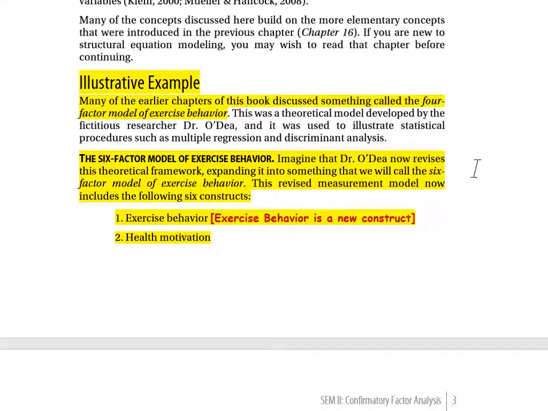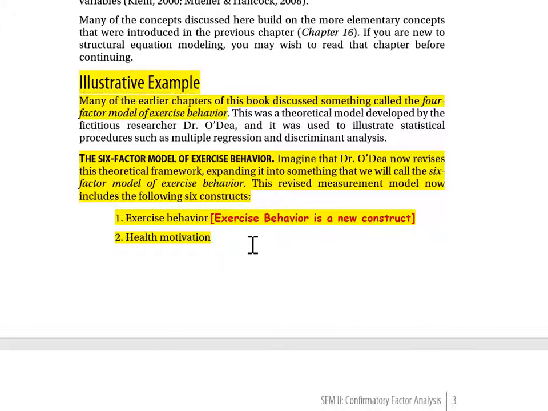Let's imagine that our fictitious Dr. O'Day now revises this theoretical framework, expanding it into something that we'll call the 6-factor model of exercise behavior. The revised measurement model now includes the following 6 constructs. Not 4 constructs, but now we're up to 6. First of all, it's going to include a factor called exercise behavior. Yes, exercise behavior is a new construct, a new factor.